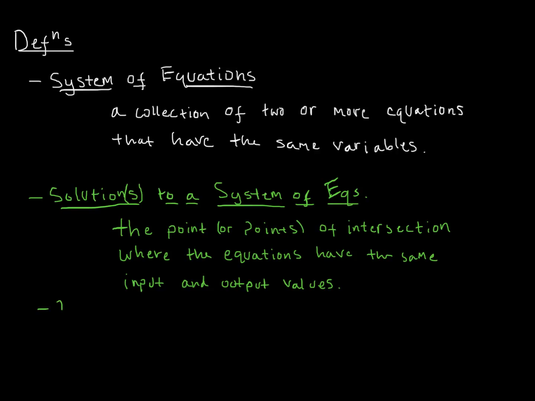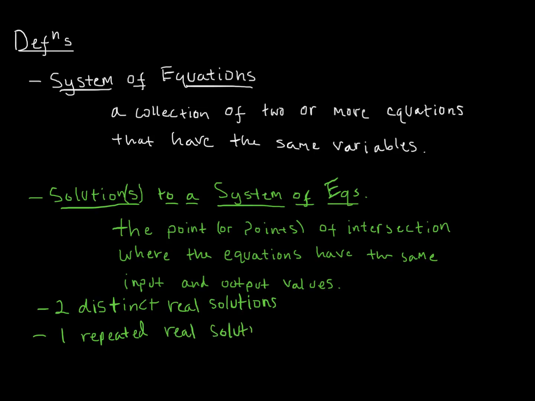We could have two distinct real solutions. We could also have one repeated real solution. And we could also have two distinct complex solutions. So just think about this for a second.